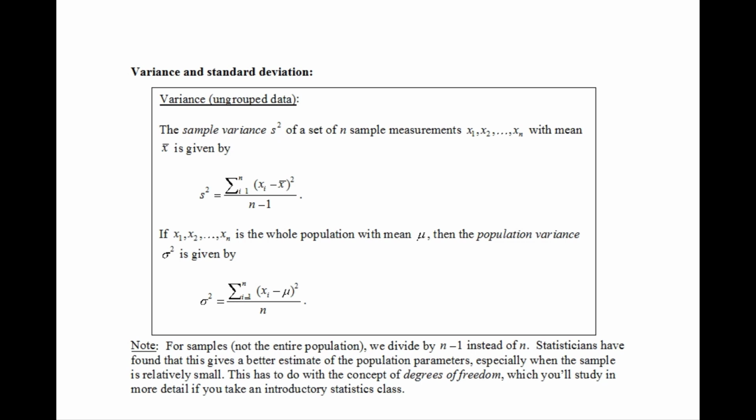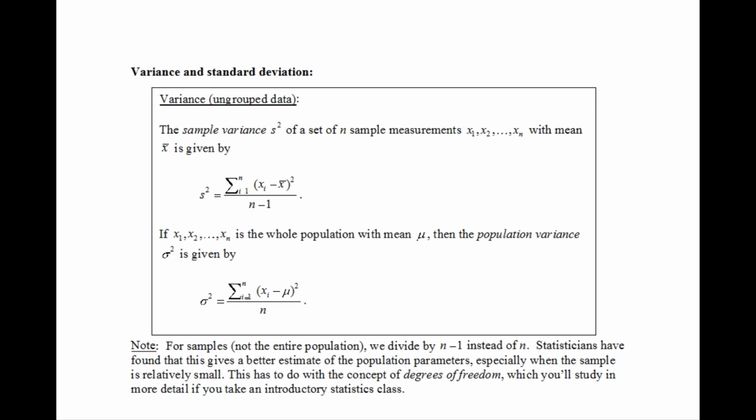The reason for that has to do with a concept called degrees of freedom. Those of you who take a statistics class will learn more about that eventually. Suffice it to say that using n minus 1 for our denominator gives us an accurate measurement when we have only a sample instead of the entire population.